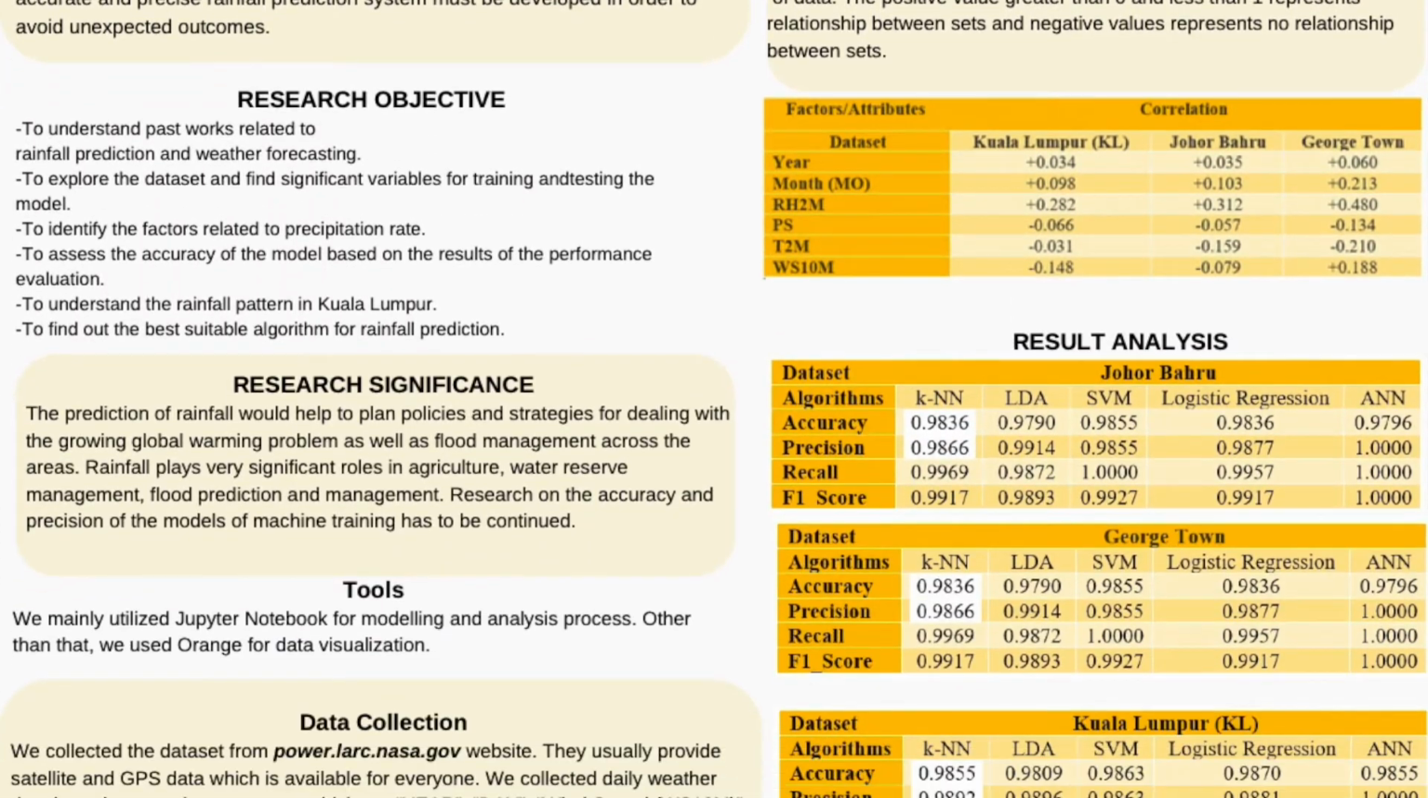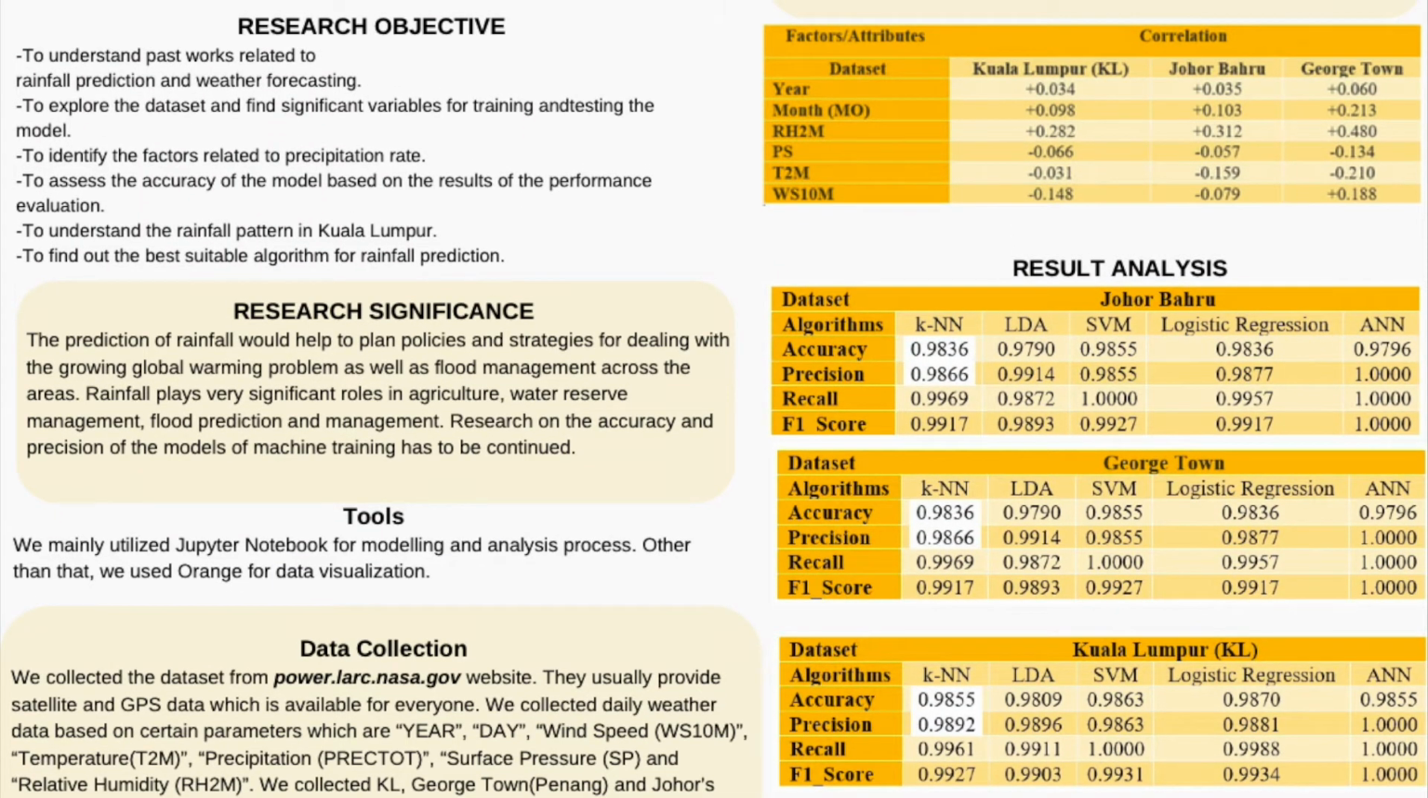So, what is the objective of our project? So we have a few objectives. Let's talk about it. First of all, to understand past work related to rainfall prediction and weather forecasting. Then to explore the dataset and find significant variables for training and testing the model. Then to identify the factors related to precipitation rate, and then to assess the accuracy of the model based on results of the performance evaluation, to understand the rainfall pattern in Kuala Lumpur and Malaysia, and to find out the most suitable algorithm for rainfall prediction.